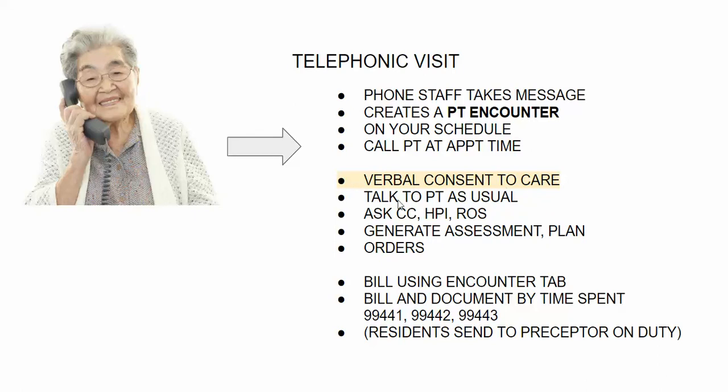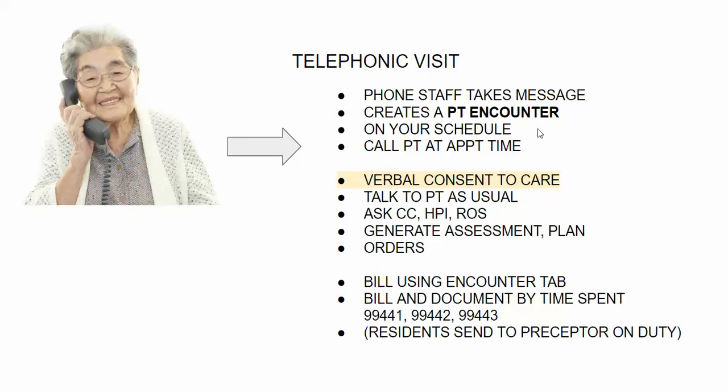And then you're going to talk to Granny just like you usually do, but you're going to remember that this is an encounter. So you're going to want to formally ask the chief complaint. Why? Because the chief complaint has to be documented in the encounter just like you do now. HPI, same thing. ROS, same thing. You're going to still go over Granny's medicines, allergies, past medical history. You're not going to examine Granny. Why? Because she's on the phone. Okay? So you're still going to generate an assessment and a plan in the encounter, generate some orders if you need to, and then at the conclusion, you're going to bill this encounter using the encounter tab.